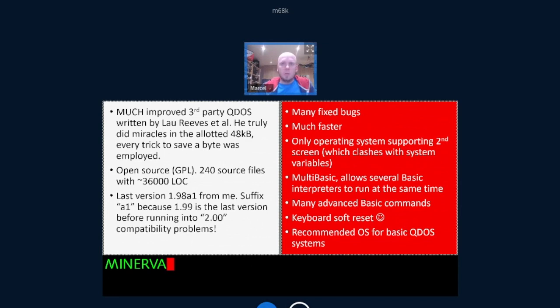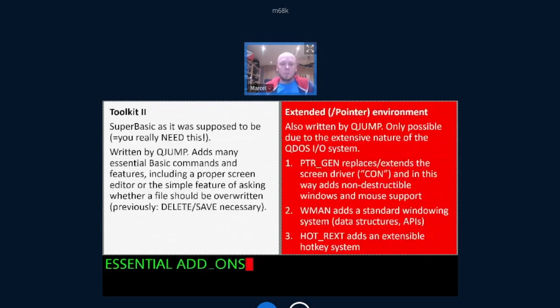It had multi-BASIC, so it could run several BASICs at the same time, unlike QDOS, which only had one main BASIC and no others. One of the main features I like is a soft reset through the keyboard. It's very handy. And if you ever work with or try a real QL, it's a recommended operating system, if you ask me. If you're not using something else first, a QL as is pretty much unusable.